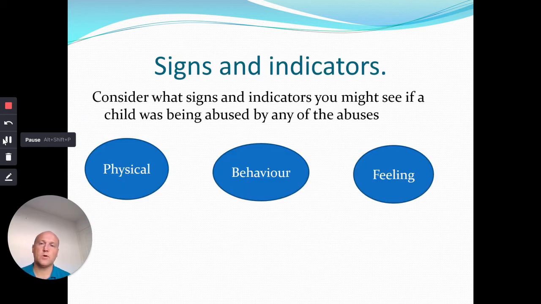So, what are the signs and indicators that we may pick up upon as professionals in schools? They fall into three areas for each of those forms of abuse: physical changes or physical indicators, bruising and the like, a dishevelled appearance and things of that nature, the behaviour of that child, and actually how they are feeling as well. Now, again, I would often ask people in groups to consider what these signs and indicators are and to talk about them and write those down.